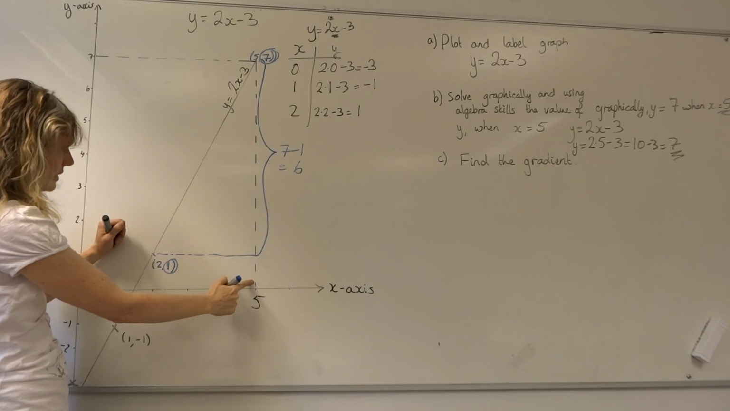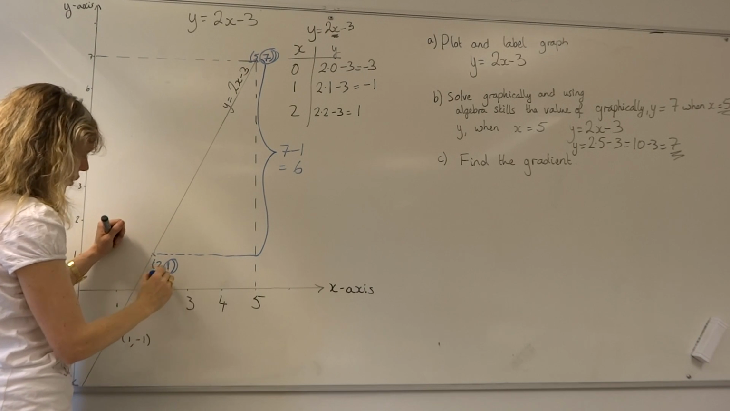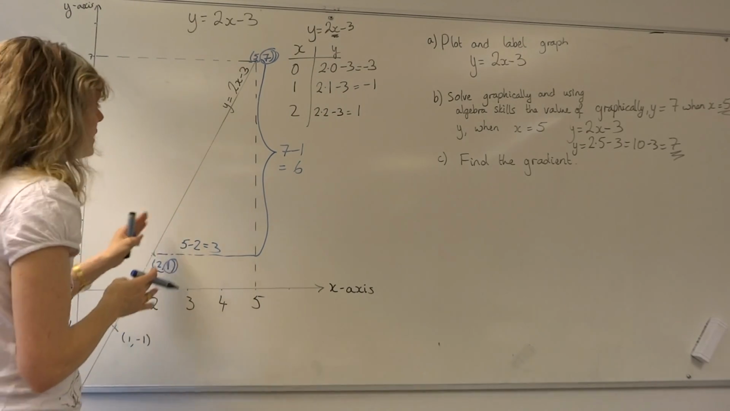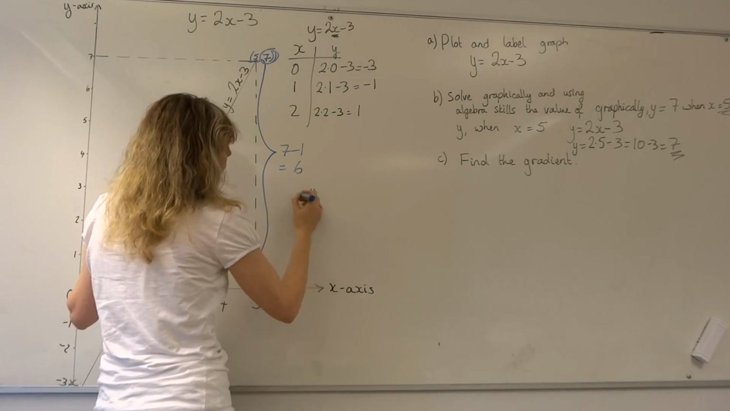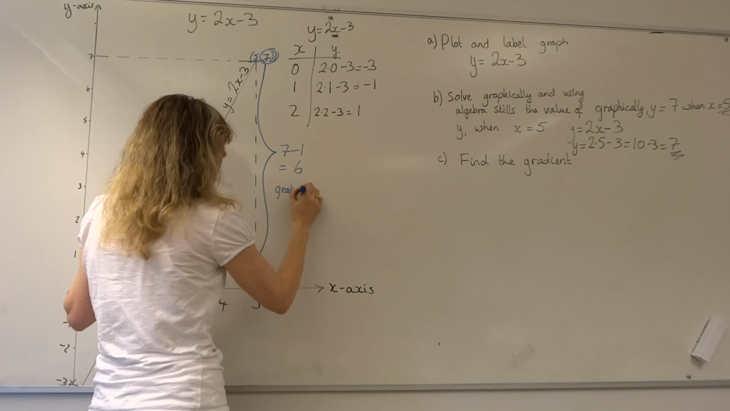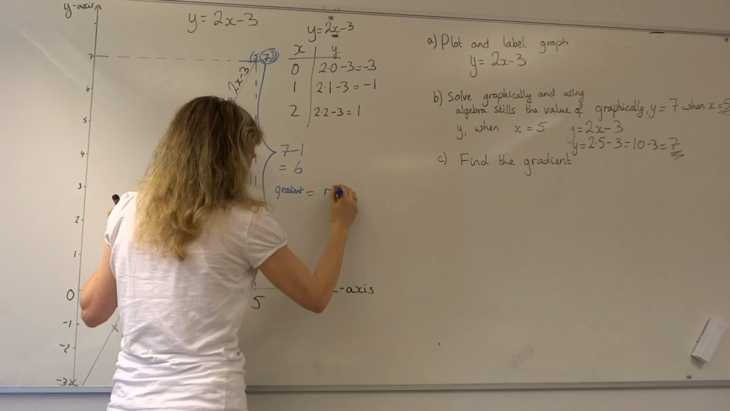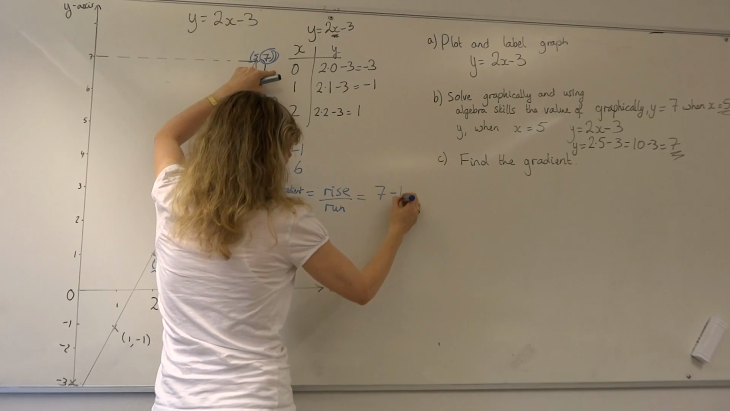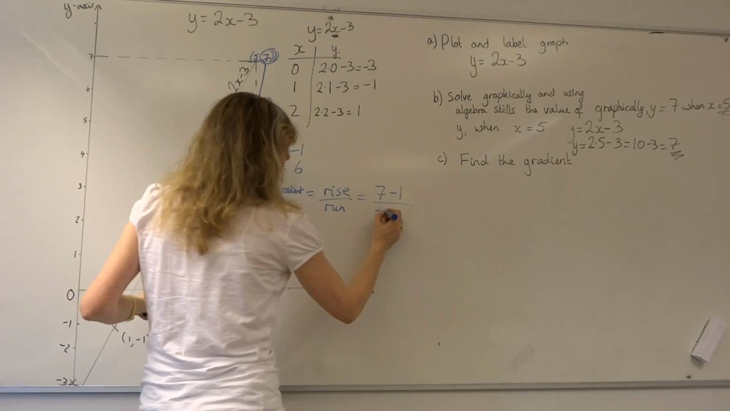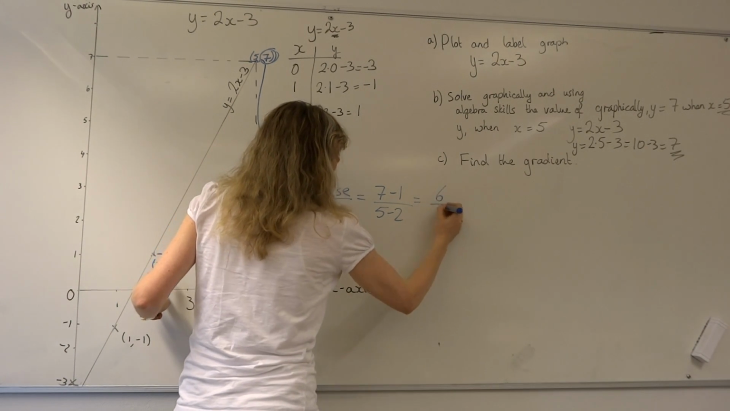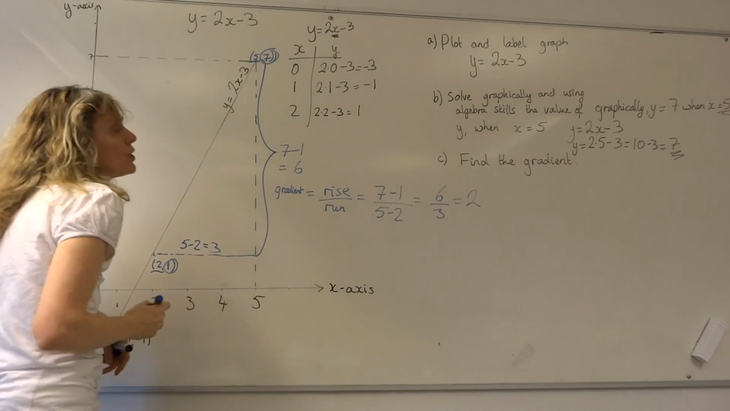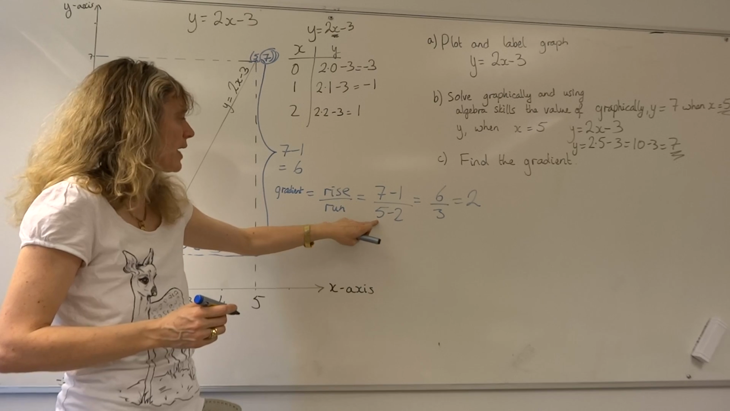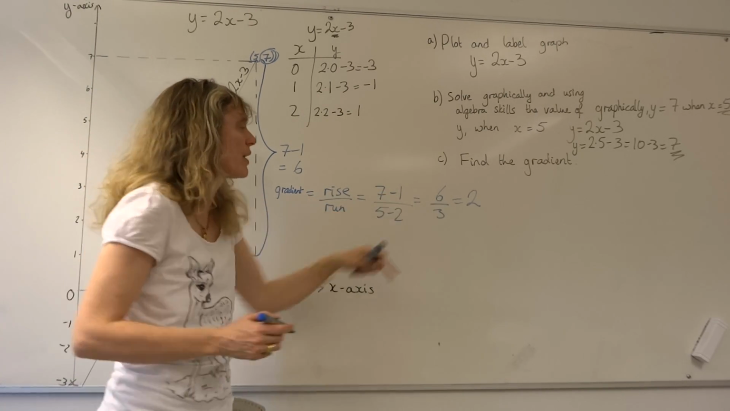The difference in the x-axis is from 5 to 2. So 5 minus 2, the difference is 3. So the gradient of this line, the gradient is defined as rise over run, which is the difference in the y-axis, 7 minus 1, divided by the difference in the x-axis, 5 minus 2, which is 6 divided by 3, which is 2. So the gradient is the rise over the run, y2 minus y1 divided by x2 minus x1, which in this case is 6 over 3, which is 2.